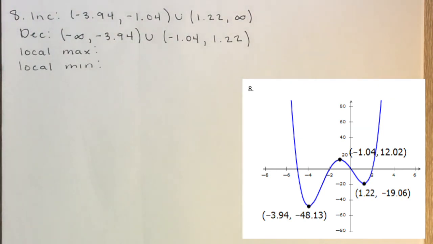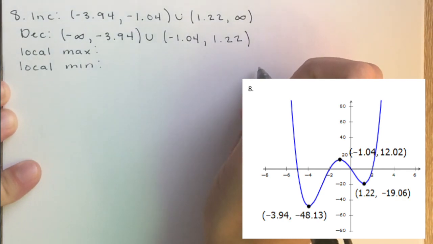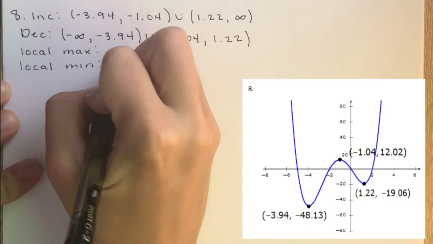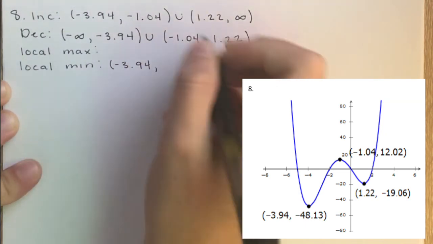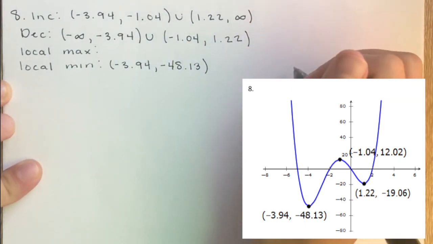All right, so on that left portion, what's going on? As we move from left to right, we are getting smaller. We are moving down. So we are decreasing. Then as we continue, we hit that point negative 3. We hit that sort of valley, and then we begin moving up again. So we are decreasing and then increasing. So that lowest point there is what? A local min. So negative 3.94, negative 48.13 is a local minimum.